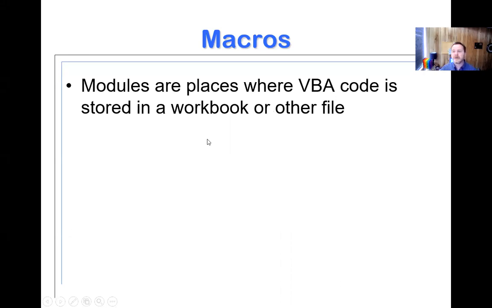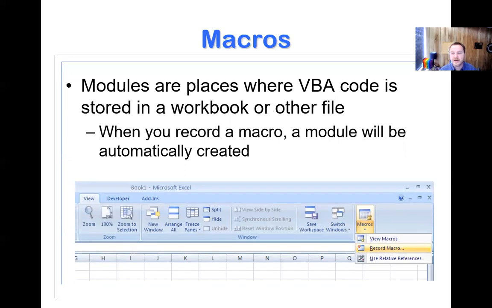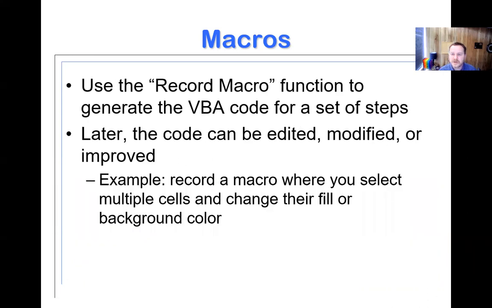All right, so in Excel or any other Office program, you're going to put your VBA code in what's called a module. A module is a place where your code gets stored. Honestly, you probably won't even notice that it's done because VBA will do it for you when you first record a macro. So when you record a macro, Excel and VBA automatically generate this place to hold that code called the module, and we'll see that when we get to it here.